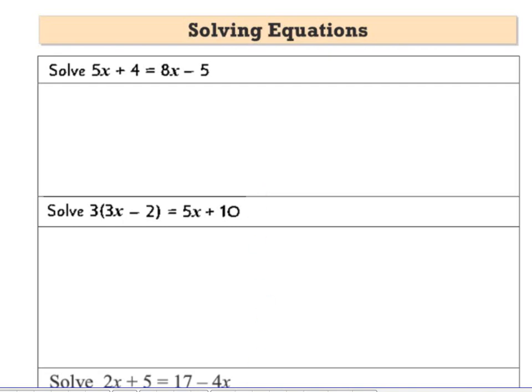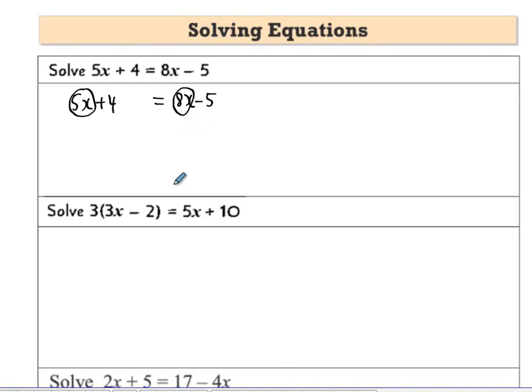Solving equations. We have 5x plus 4 on the left side of the equation. We have 8x minus 5 on the right side of the equation. Now our problem here is these 8x and 5x, we want them to be together. That's a smaller number, that's a bigger number. So we want to collect our x on the right hand side so that we always get a positive value.